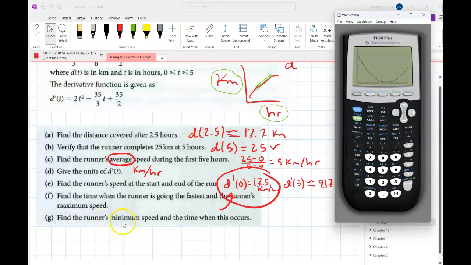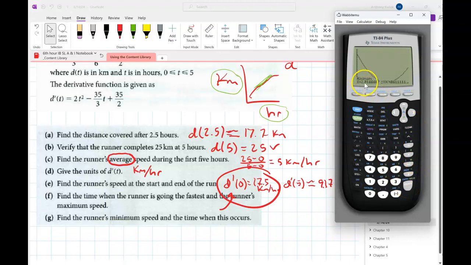Then it says find the runner's minimum speed and the time when that occurs. What am I looking for there? How am I going to find the minimum speed? The lowest point on the same D prime graph, right? So to do that, I'm going to do second trace, pick that minimum command. There, it looks left of the minimum. Move that guy over here. That's right of the minimum, enter.